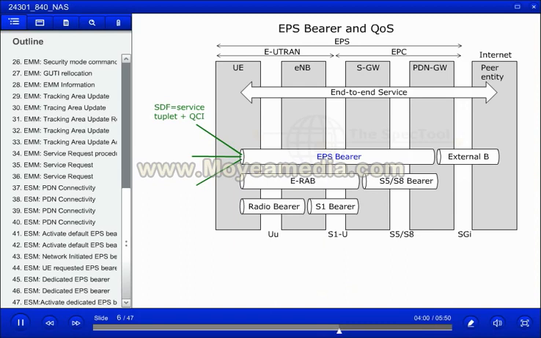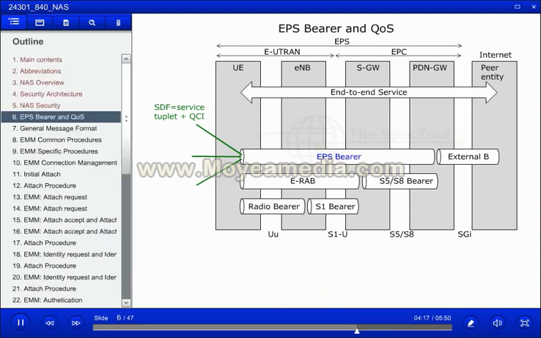ARP, Allocation and Retention Priority, specifies the relative importance between ERABs. The primary purpose of ARP is to decide whether a bearer establishment or modification request can be accepted or needs to be rejected in case of resource limitations. In addition, the ARP can be used by the eNode B to decide which bearers to drop during exceptional resource limitations, for example at handover.